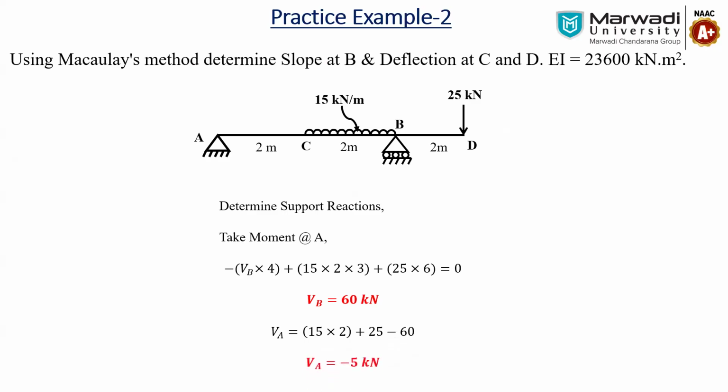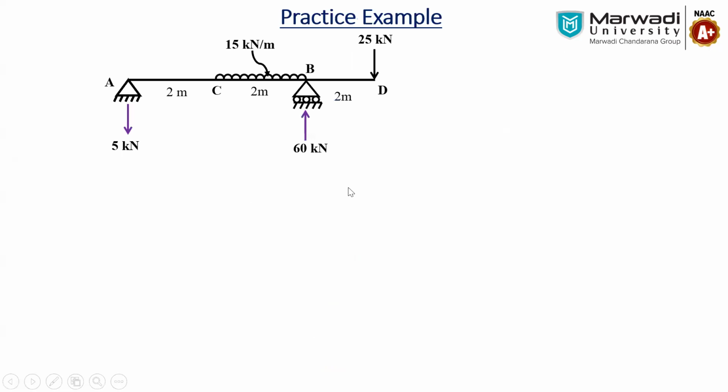What is the indication of the minus? Generally we assume that both the reactions are in the upward direction. But here our VA is minus, so that means our assumption is not correct and it will be in the downward direction. So let me show the reactions here. At A, the reaction is in the downward direction, and at B, it is in the upward direction, 60 kilonewton.